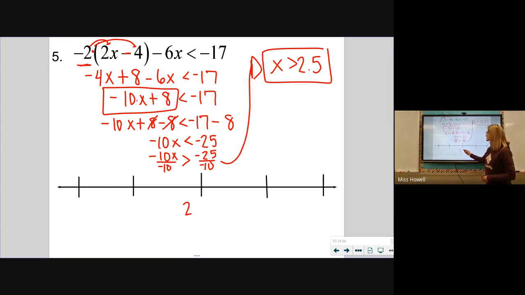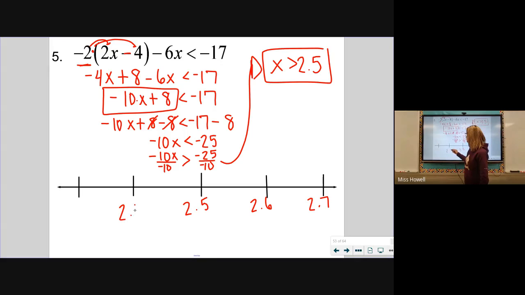Since this is a decimal to the tenths, it makes more sense to count by tenths instead of ones, or maybe since this is a half, counting by halves. We go 2 1/2, 3, 3 1/2, 4, right? Or 2.6, 2.7 getting bigger, and 2.4 and 2.3 getting smaller. From there, we should have an open circle, and our solutions are to the right.